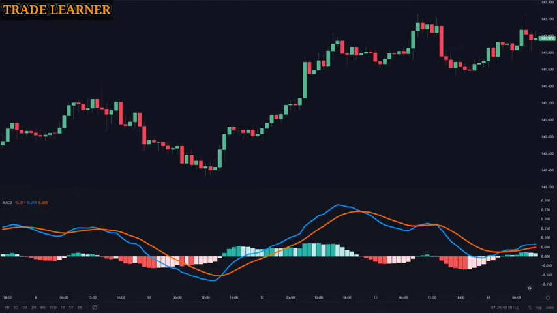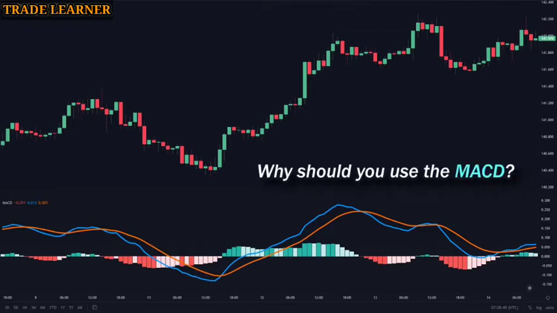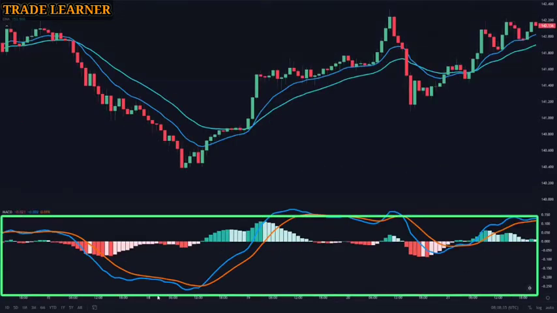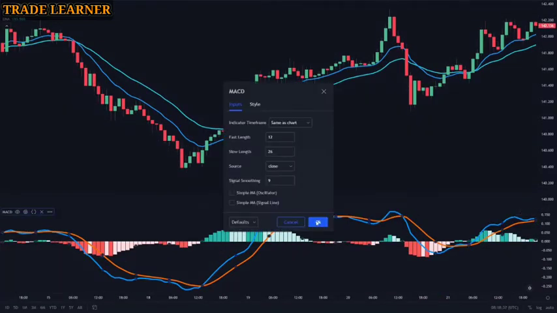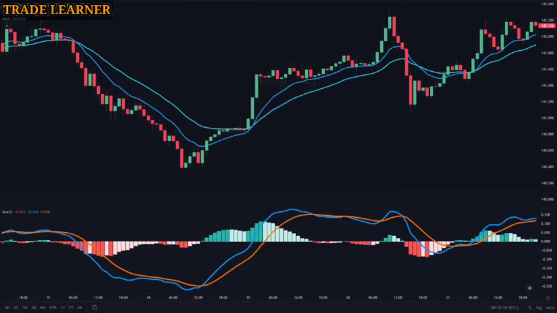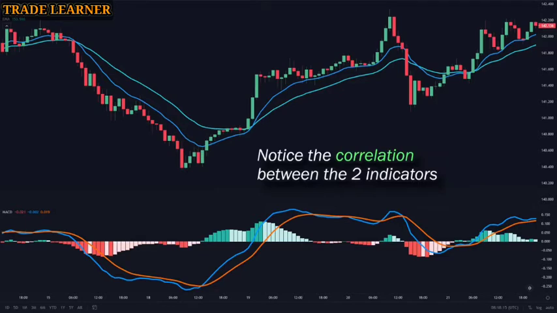Now, we've already established that the MACD is based on moving averages, and so the question is, why should you use the MACD and not the moving average? Well, let me give you a quick comparison. So here we have the MACD that is set to default settings, 12 and 26. And over here, we also have two exponential moving averages which are set to the same values as the MACD, which are 12 and 26. Notice the correlation between the two indicators.